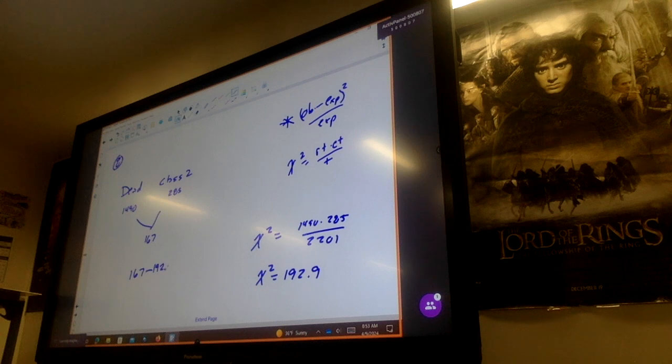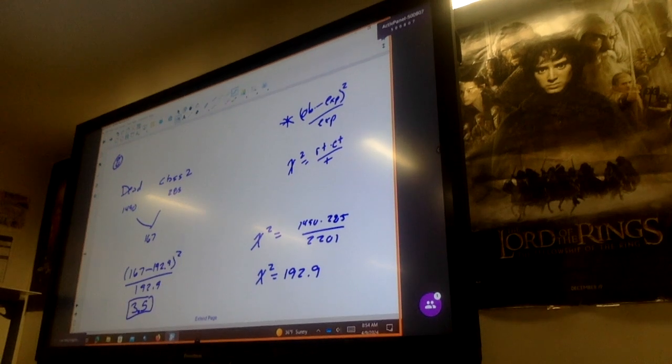Yeah, we're going to take a look today. The expected is second, right? Yes, it's 167 minus 192.9, and then square that, divided by 192.9. So that's going to give me my 3.5.